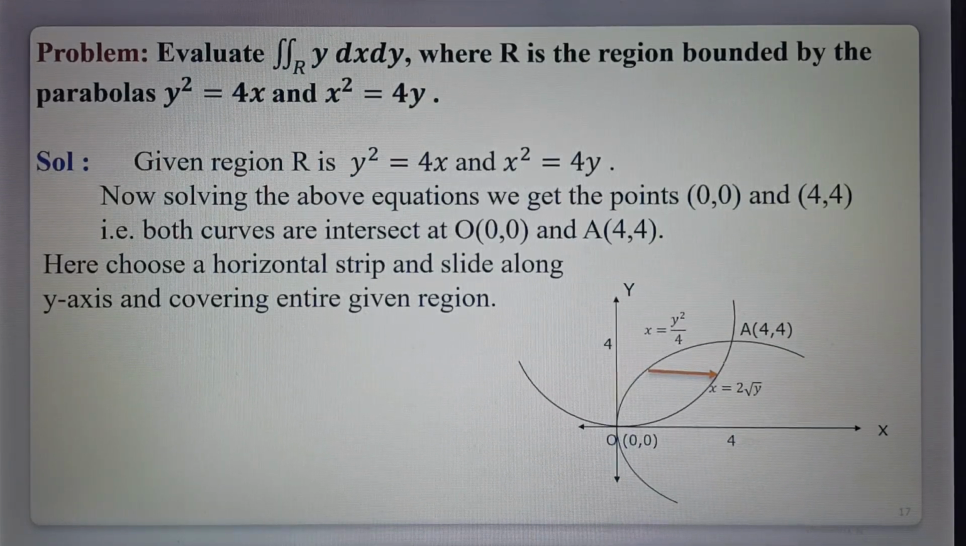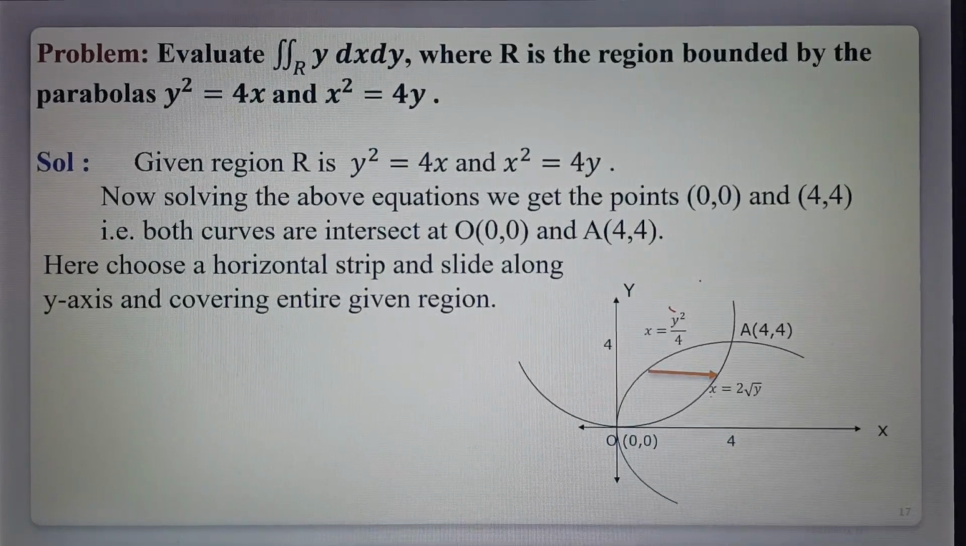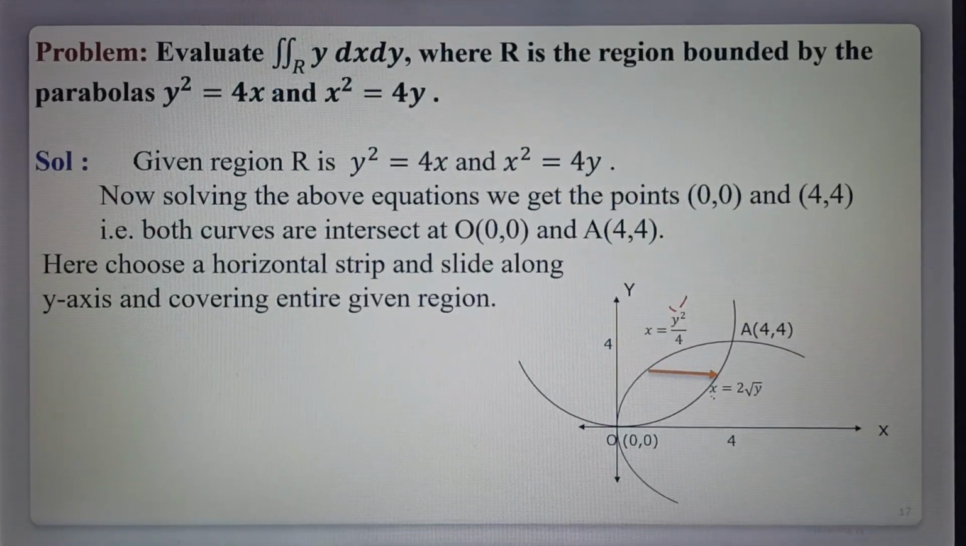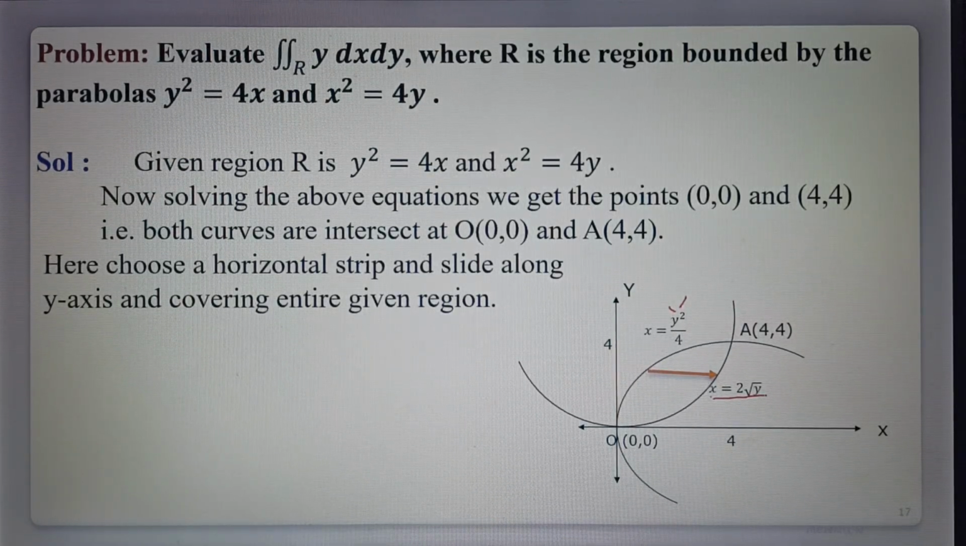See the graph. y square is equal to 4x is a parabola about the x-axis. So x is equal to root y, and x square is equal to 4y is about the y-axis. Okay? So y limits are constant, x limits are functions of y, so the curves can be written in the form x is equal to something.